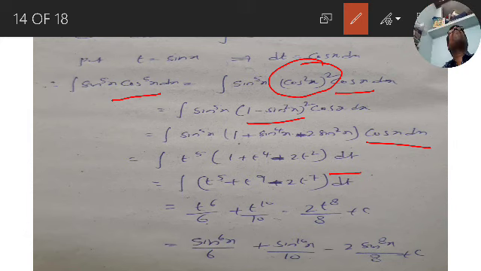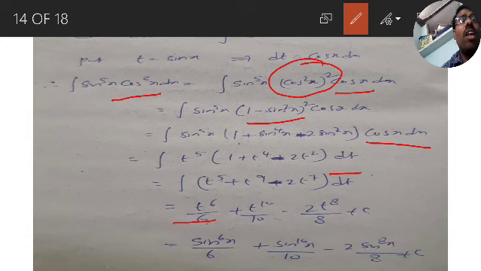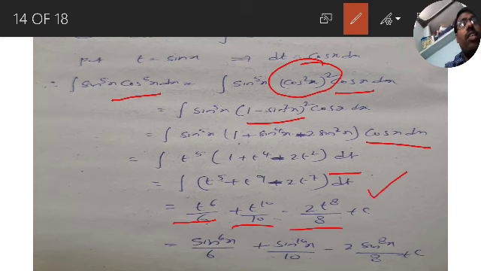Integration of x to the power of n is x to the power of n plus 1 by n plus 1 plus c. Integration of t to the power of 5 is t to the power of 6 by 6, integration of t to the power of 9 is t to the power of 10 by 10, minus 2 times integration of t to the power of 7, which is t to the power of 8 by 8, plus c. What is t?